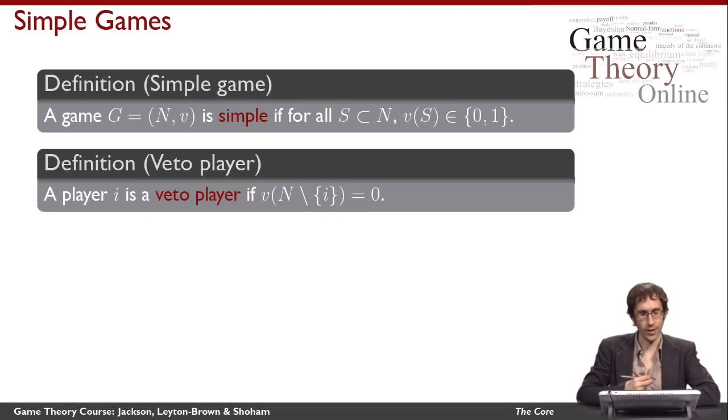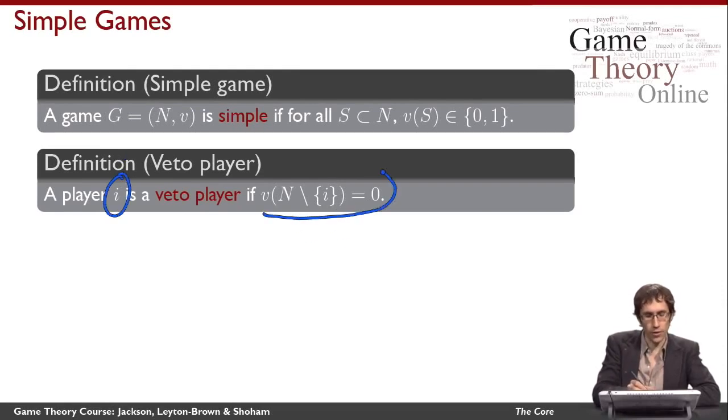My second definition is of a veto player, and I'll say that a player i has a veto if the value of all coalitions that don't involve i is 0. So in other words, the participation of i in a coalition is necessary if the coalition is going to produce any value at all.